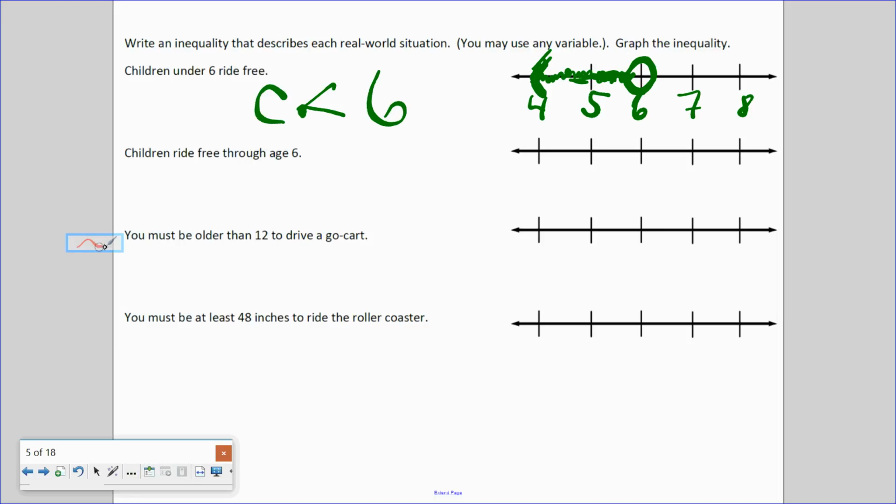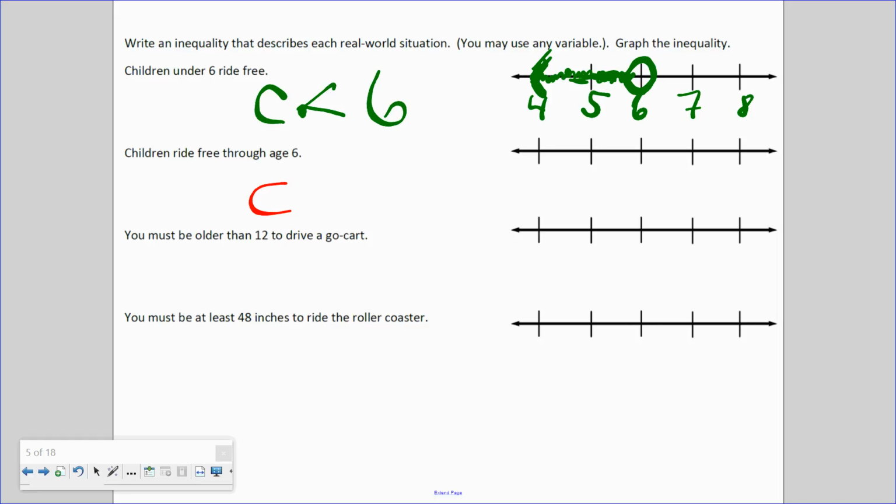Children ride free through age 6. So they can ride free through, that's up to age 6, through age 6. So let's name some ages. A 1-year-old can ride free through age 6. Okay, that makes sense. A 4-year-old can ride free through age 6. Yeah, that makes sense. What about a 6-year-old? Can they ride through age 6? Yes, because it's up through age 6.